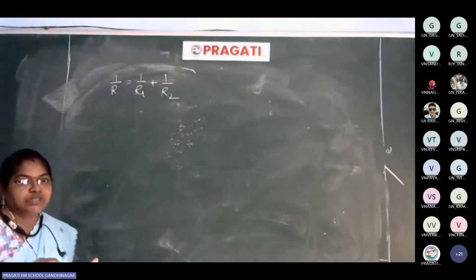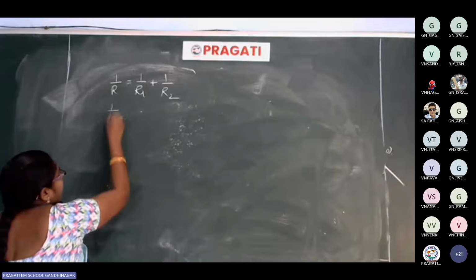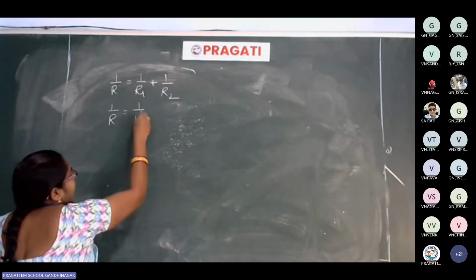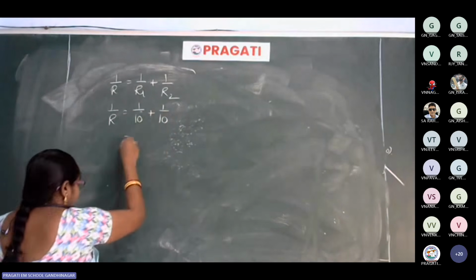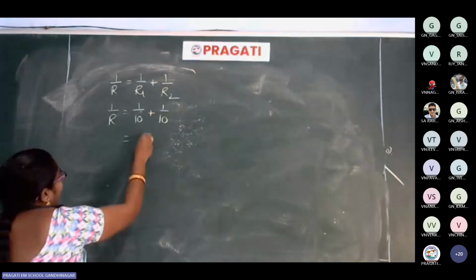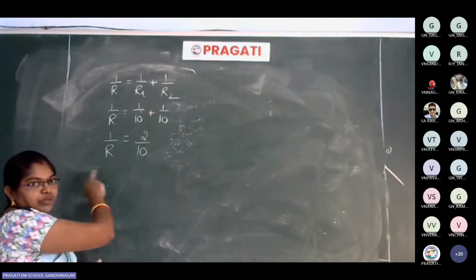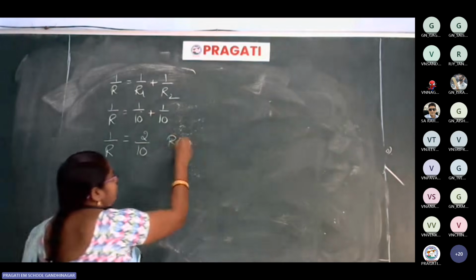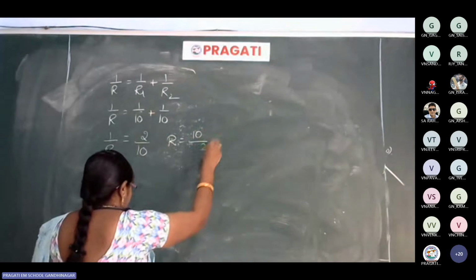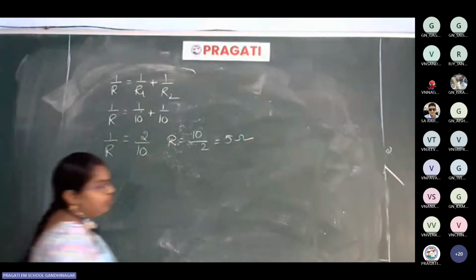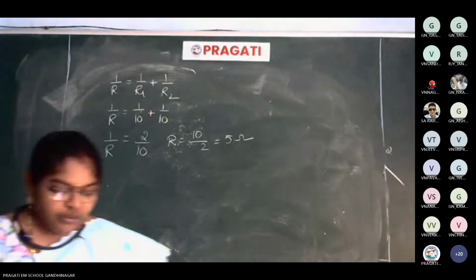Here the given 2 resistors are 10 ohm resistors. So 1 by R is equal to 1 by 10 plus 1 by 10, that is equal to 2 by 10. This is 1 by R. Don't forget to take the reciprocal. R is equal to 10 by 2, that is equal to 5 ohms. Okay, ma'am.